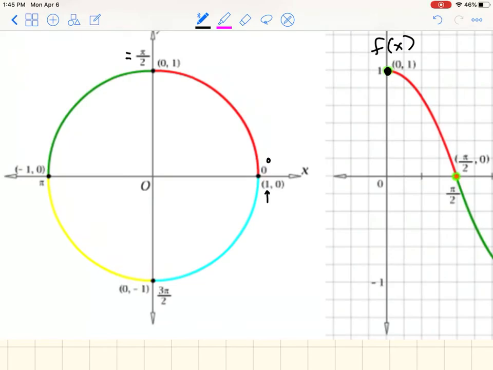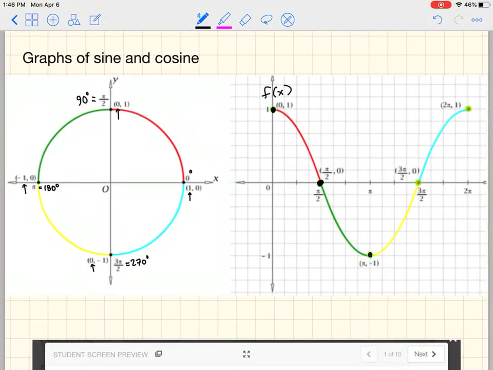At 90 degrees, which we also know is pi over 2, the x value is 0. So you can see that we're plotting all the answers for x, basically, on the unit circle. So all the x values over here, pi is the same as 180 degrees. At pi, we're plotting -1. And at 270, which is 3 pi over 2, we're going to plot 0.